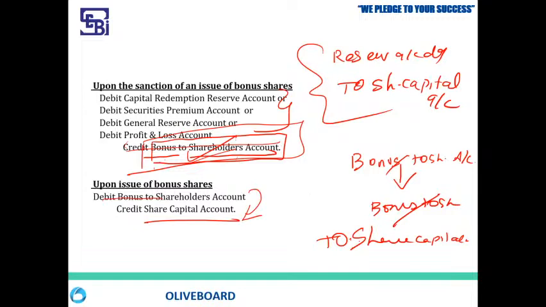So you remember these two journal entries, please. You will be debiting the reserves and crediting the share capital account ultimately. In between, you will have one intermediary account called bonus to shareholders account. At the point of sanction, you will be crediting that account. At the time of issue, you will be debiting that account, so that account will get nullified. So the final impact would be this. This is all about your bonus issue. Nothing much on this.